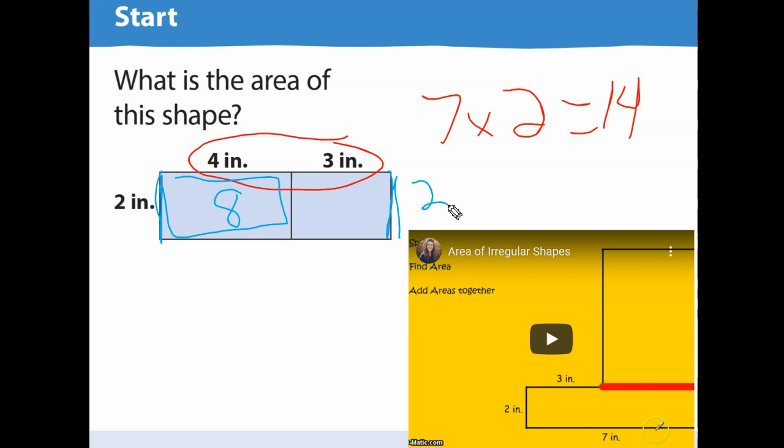All right. So now I want to find the area of this rectangle. Okay, length times width. So what's 3 times 2? 6. And then what do I do now? Add them. So what's 8 plus 6? 14.